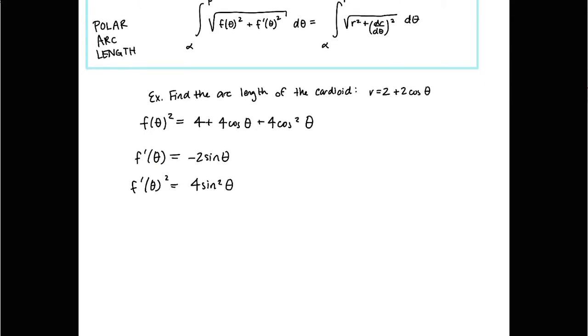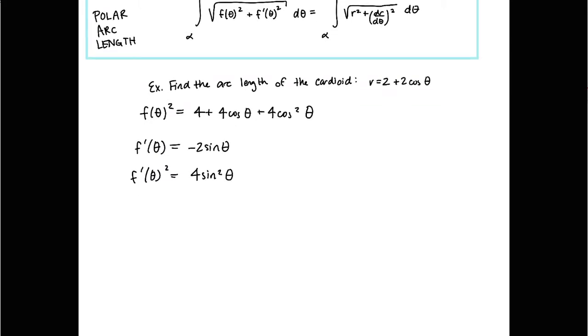So when I go ahead and compute this integral, it doesn't say what is my starting angle and what is my ending angle because it wants the entire arc length. So because I know that the curve is going to start repeating once I hit 2 pi, I'm just going to go from 0 to 2 pi to get one sweep of the curve. And you can confirm that with graphing technology.